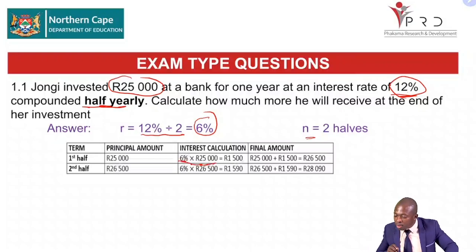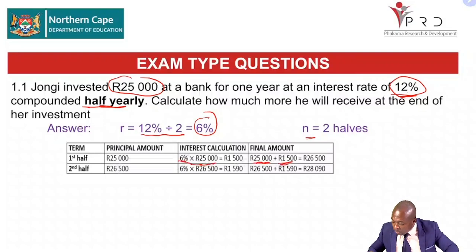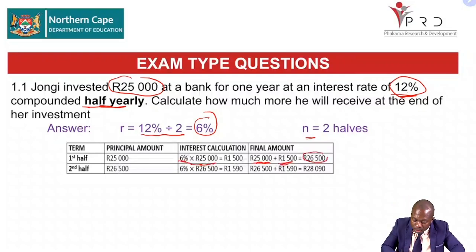Okay, I got 1,500. Did you get that? Sharp. Well done. So we have to add that 1,500 to the 25,000. So just say plus 25,000. What did you get? I got 26,500. There it is.